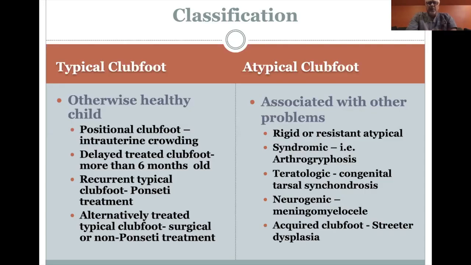Atypical are problems associated with other problems. These are going to be more rigid or resistant. These are usually associated with different syndromes, like arthrogryposis, which is a very common one. They can be teratologic, like congenital tarsal coalition. It can be neurogenic, like meningomyelocele, or it can be an acquired clubfoot like Streeter's dysplasia.